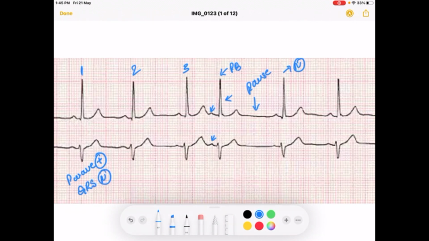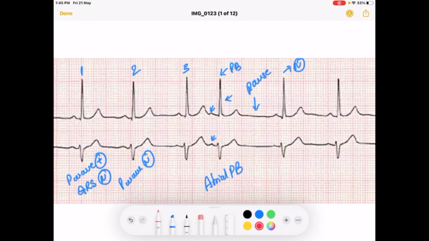So since the P wave is there and the QRS complex is normal, it cannot be ventricular. It should be a supraventricular premature beat. And the P wave morphology is also normal. It is not inverted, so it cannot be junctional. So it is an atrial premature beat. This is an atrial premature beat.